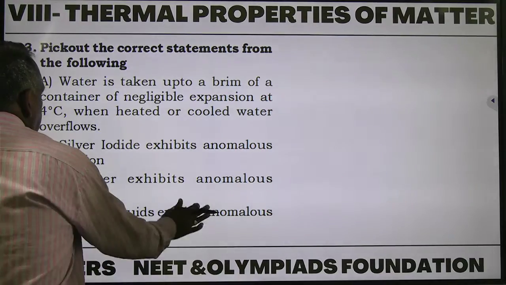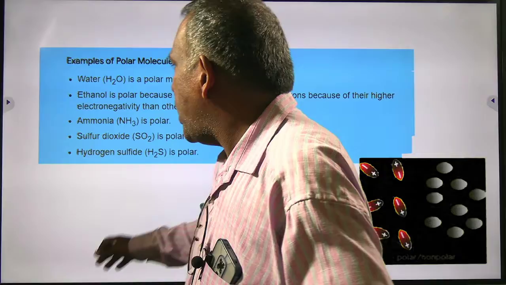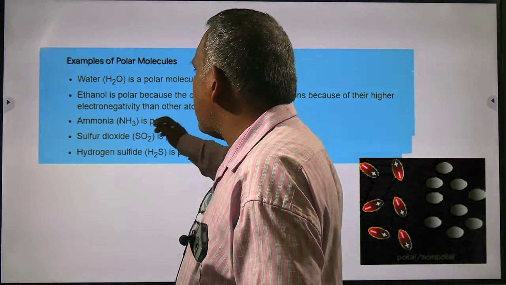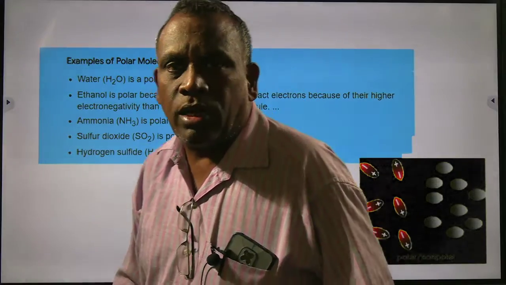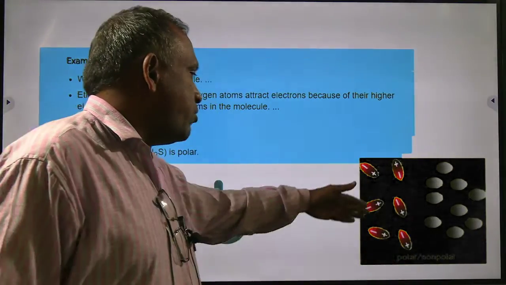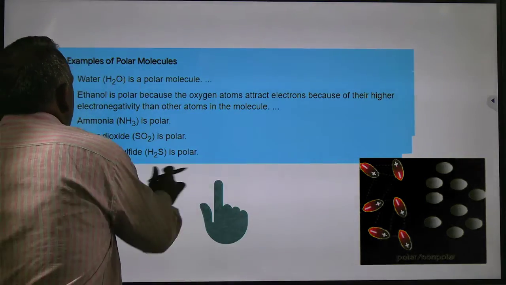Those are called polar liquids. A small explanation is there here. The polar molecules are water, H2O, and molecules like ethanol, ammonia, and sulfur dioxide. So these are the polar molecules. Polar and non-polar, if you observe, positive, negative. So these are the explanations for the polar molecules.